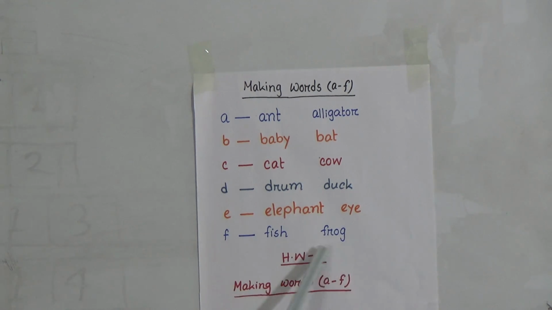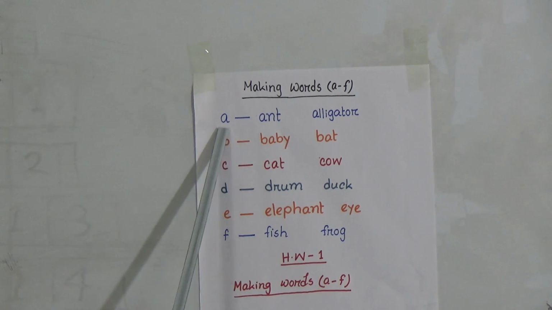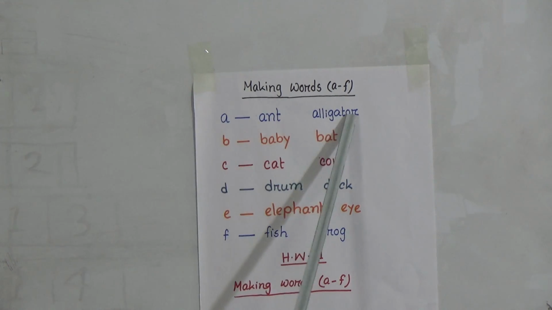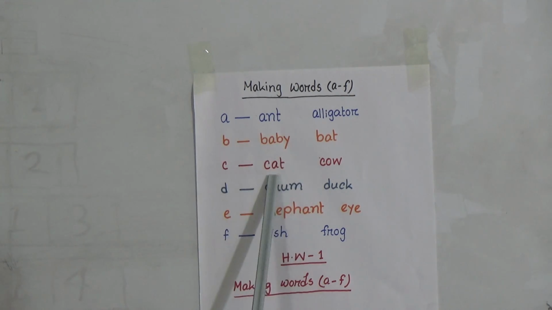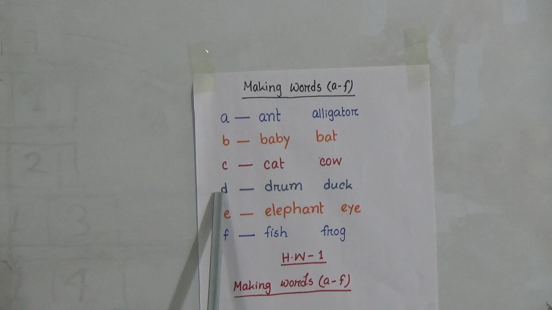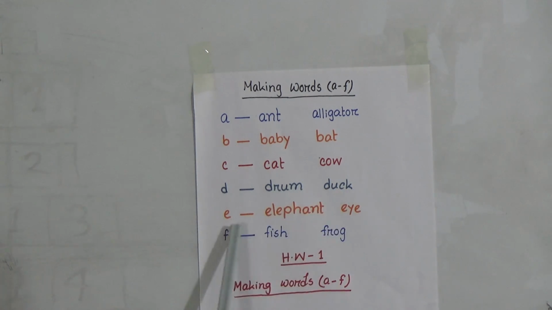So A and alligator, and B is for baby, bat. C, cat, cow. D, drum, duck. E, elephant, I. And F, fish, frog. That means today we have learned 2 words with these letters.